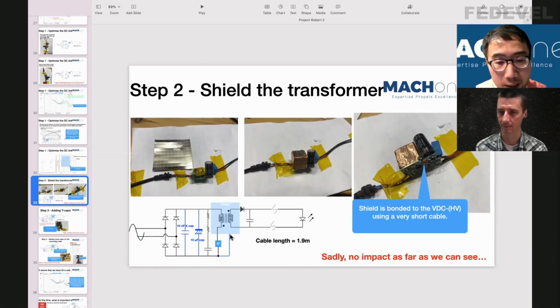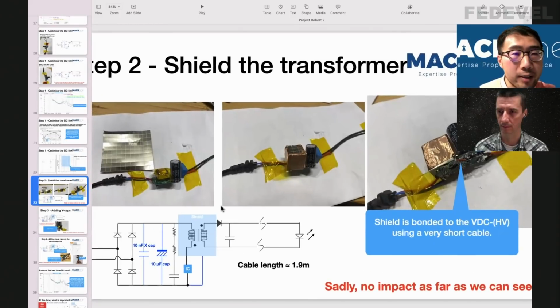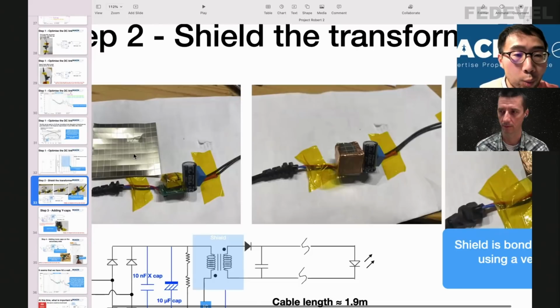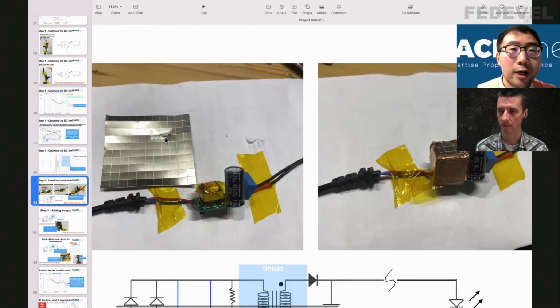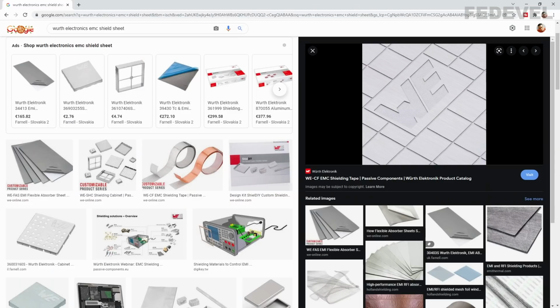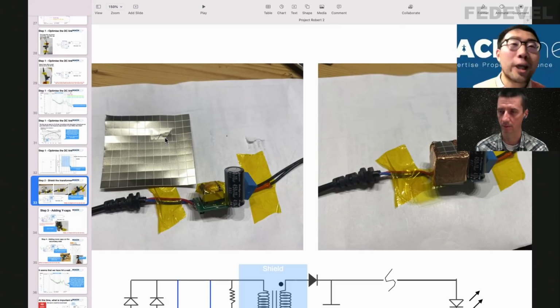So how did you make this shield? You can make this shield very easily. You can use copper tape, but in this case, I have something from Wurth Electronics, as you can see. They sell this little shield sheet with all these little squares, and you can easily bend them to any shape you want.